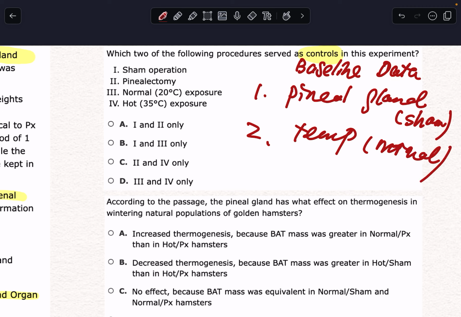So now I'm gonna look at the choices. Okay, 1 says sham operation. Yeah, I like that. And 2 says pinealectomy, PX. Okay, I mean this is not the baseline data, right? This is what I want to test. I want to know if PX, if getting rid of the pineal gland would do something different to the rodents, right? Okay, and then C, I like it, normal 20-degree exposure. Okay, so I think it's 1 and 3, and then I'll choose B with confidence.